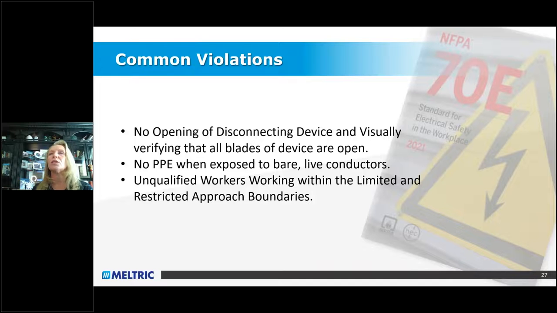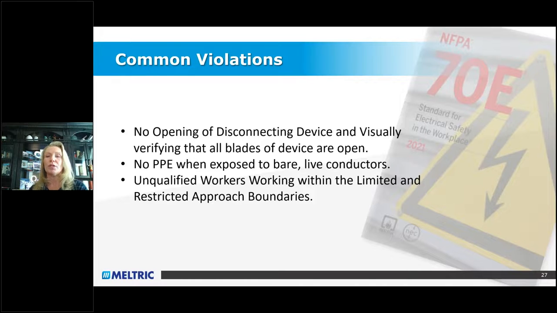Unqualified workers that don't know what limited approach boundaries are, let alone how to calculate them, are often found within the limited and restricted approach boundaries within the workplace. And these workers aren't aware of the electrical hazards. They're not fully aware of arc flash and shock hazards with bare live conductors and the different kinds of PPE that are required for them. So it's not fully their fault that they are being exposed to these electrical hazards.